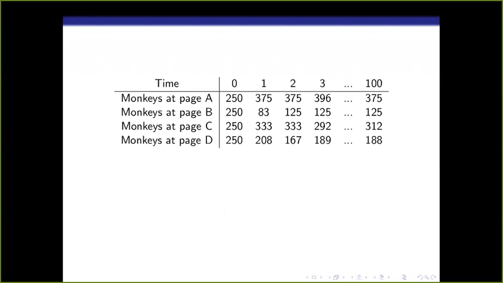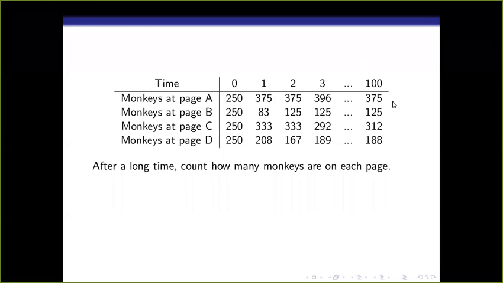I set them off, I let them run for a while. I'm a mad scientist. I have an army of monkeys. I recline in my chair, let them run, sip my lemonade. And then after a long time, I come back. Now I look at each web page and I count how many of my monkeys are on that web page. Here I am after 100 turns. This last column here is the number of monkeys I have on each of these pages.